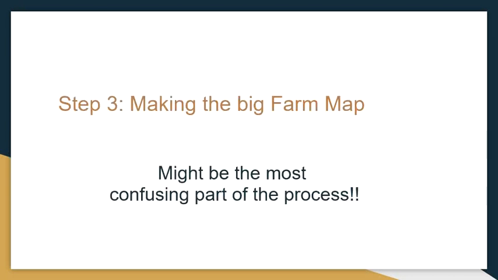The next step is to make the big farm map that I showed you at the very beginning. That was that large Excel file or Google Sheets file that showed the entire map with all the chunks on it. Now, this might be the most confusing part of the process, but if you cut and paste and you're very careful about where you cut and paste things, you should be okay with this.